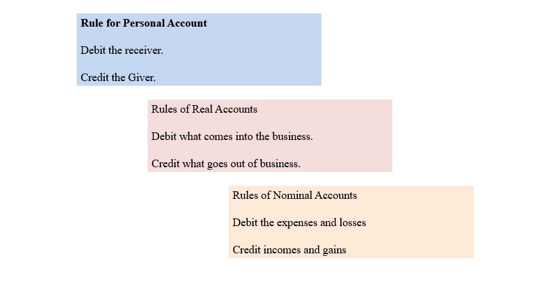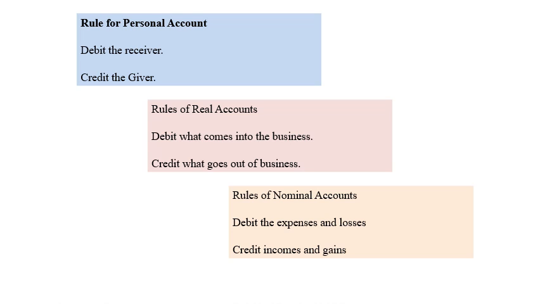Credit incomes and gains. That means if there is some income or gains, say for example dividend received from a company, what is the entry for that? Cash account debit to dividend account. Here dividend is an income, so it is credited, and in that way this rule applies: credit incomes and gains. So these are the three rules for personal account, real account and nominal account.